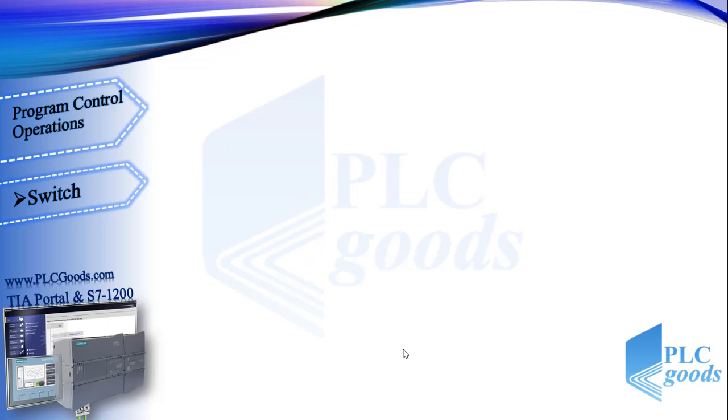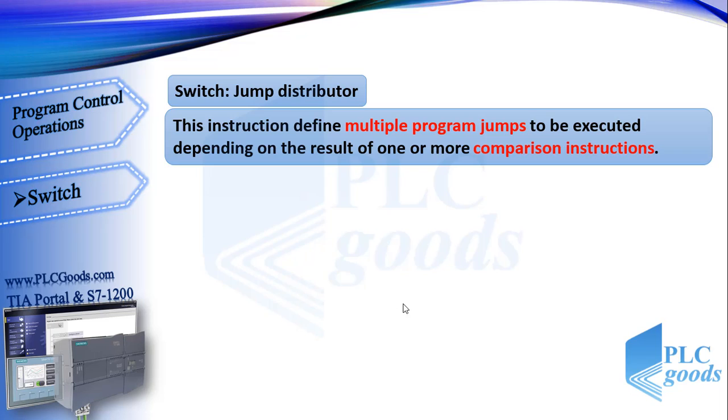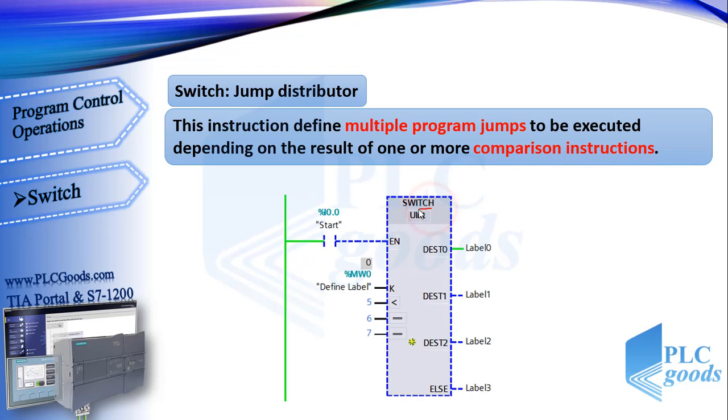Let's see the next instruction. Switch, or jump distributor. This instruction defines multiple program jumps to be executed, depending on the result of one or more comparison instructions. We can select the data type of the instruction from here. Actually, this instruction is like jump list. First we need to activate it. Then, the destination network will be determined based on some comparison.